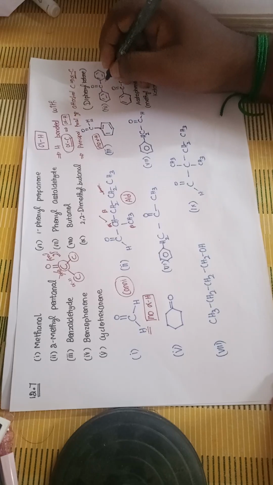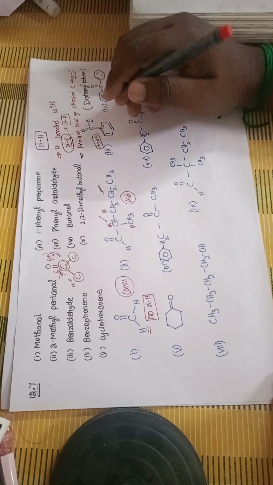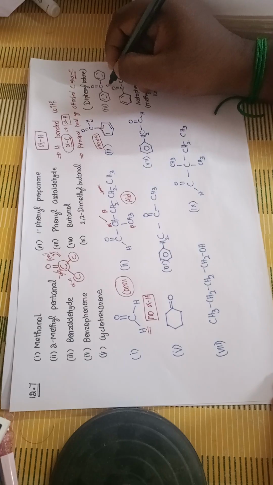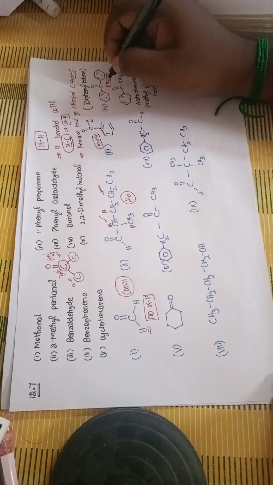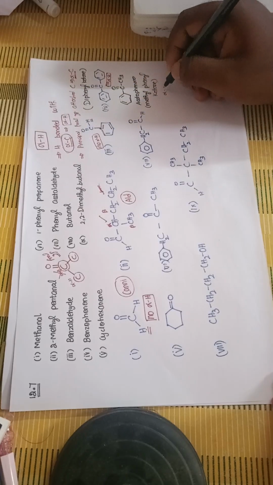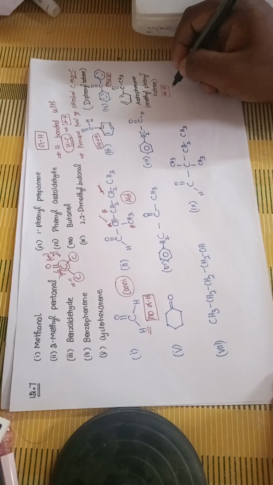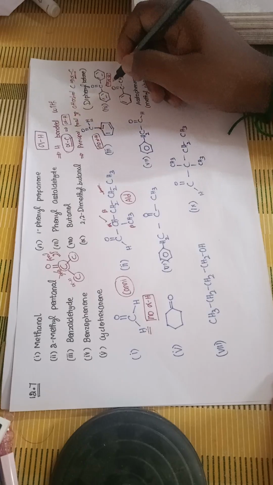So acetophenone is a different case. We will come to this one later. But as of now, we can identify there is no alpha hydrogen. Sorry, in benzophenone there is no alpha hydrogen. In acetophenone there is alpha hydrogen. In acetophenone alpha hydrogen is there. In benzophenone there is no alpha hydrogen.